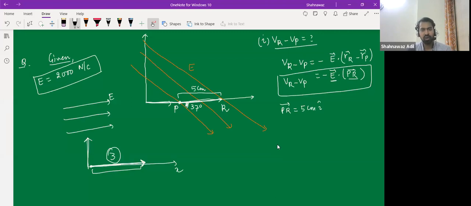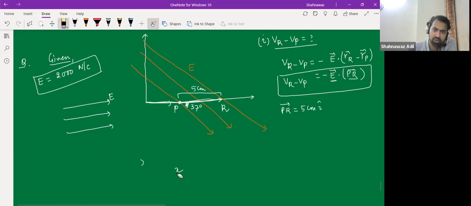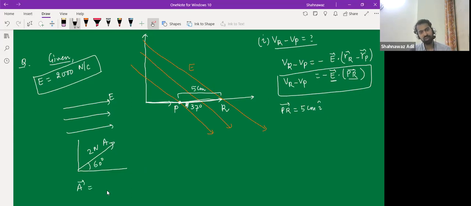Yes, sir. Okay, now let us recall the resolution of vectors. So if we have a vector like this, whose magnitude is 2 Newton and this is making an angle 60 degree. So what would be this vector? Let's say this is A vector. So what would be A vector?